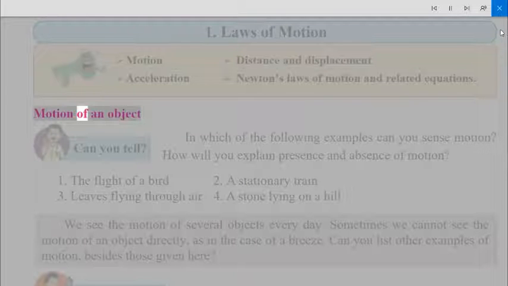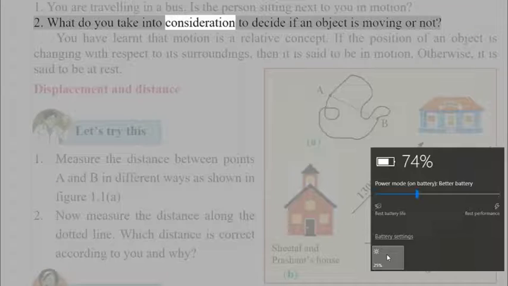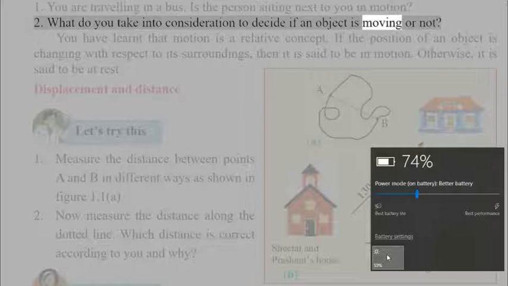Of an object, in which of the following examples can you sense motion? How will you explain presence and absence of motion? 1. You are traveling in a bus. Is the person sitting next to you in motion? 2. What do you take into consideration to decide if an object is moving or not?